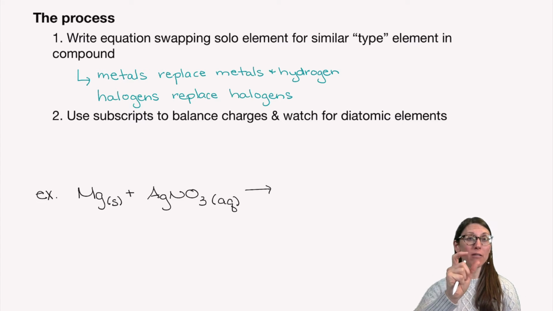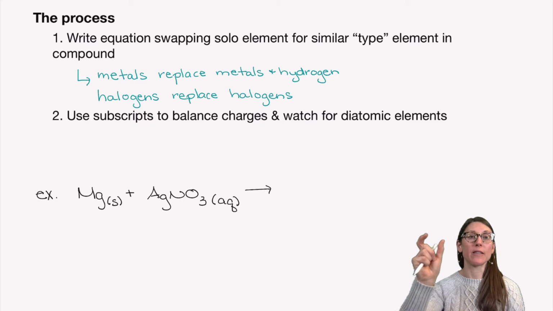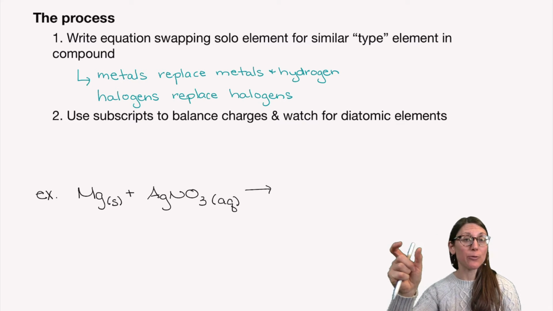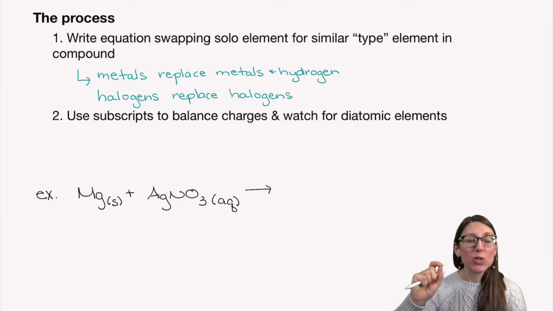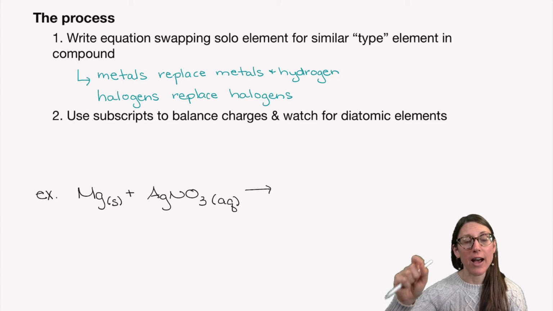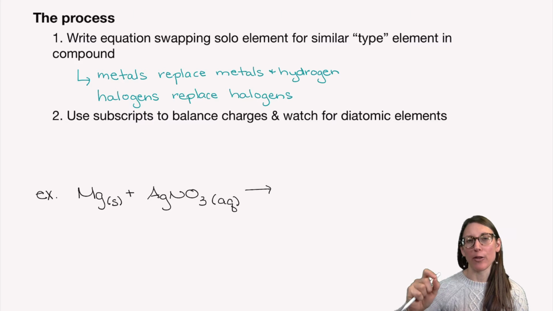So if you have a metal, it's going to switch places with the metal or the hydrogen that is present in the compound, because metals form positive ions and other metals and hydrogen form positive ions. If you have a halogen, you are going to swap places with the halogen in the compound because those form negative ions when they're in compounds. And so you always have to make sure you're switching the same type of element.